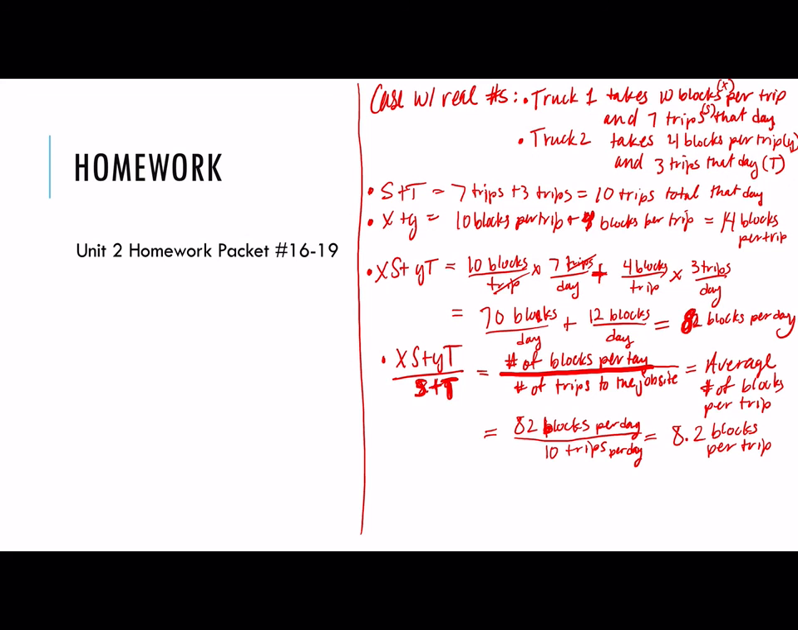Okay, and even then, we can see that XS plus YT is not equal to X plus Y, because this is the key right here. X plus Y is equal to 14 blocks per trip, and then the average is equal to 8.2 blocks per trip. Okay, so those are not equal. So we can say therefore XS plus YT over S plus T is not equal to X plus Y. Okay, so you can't cancel those out there.